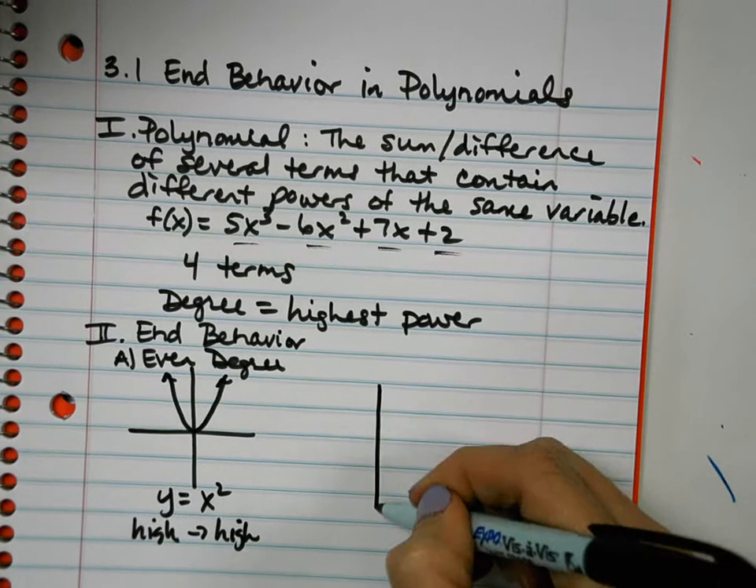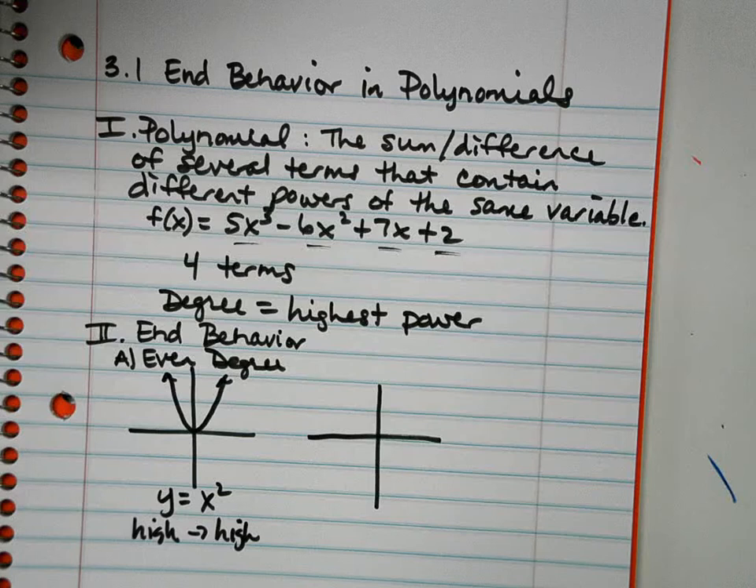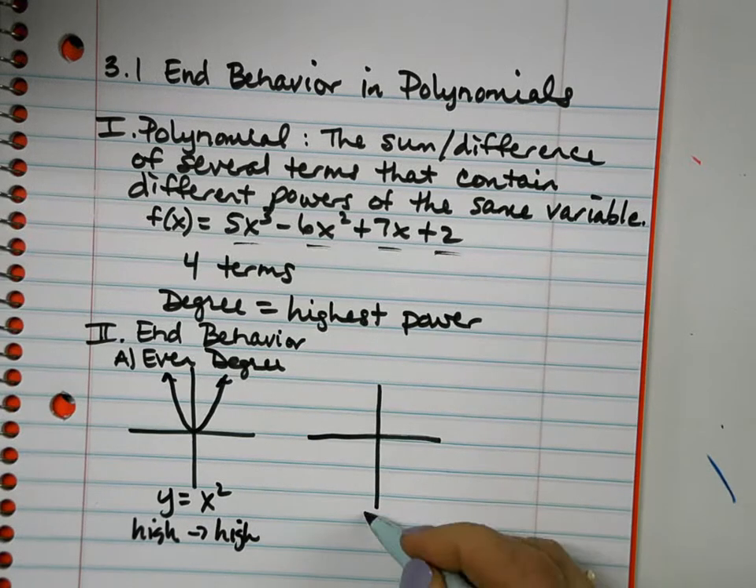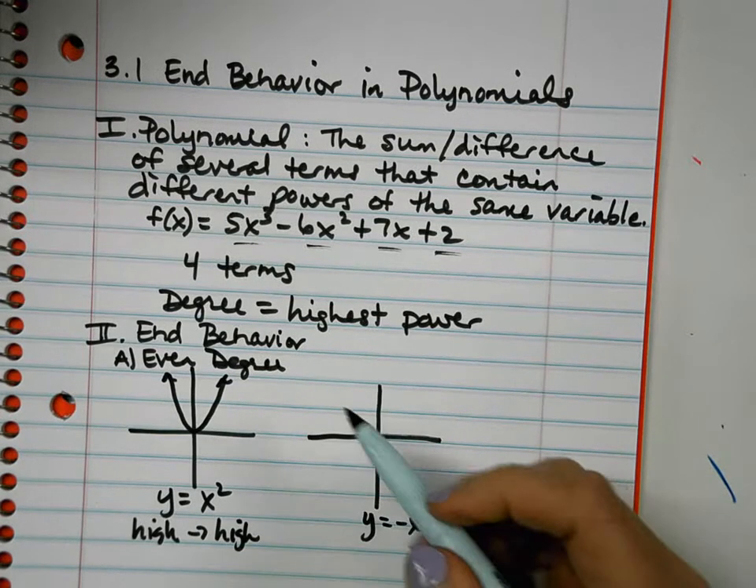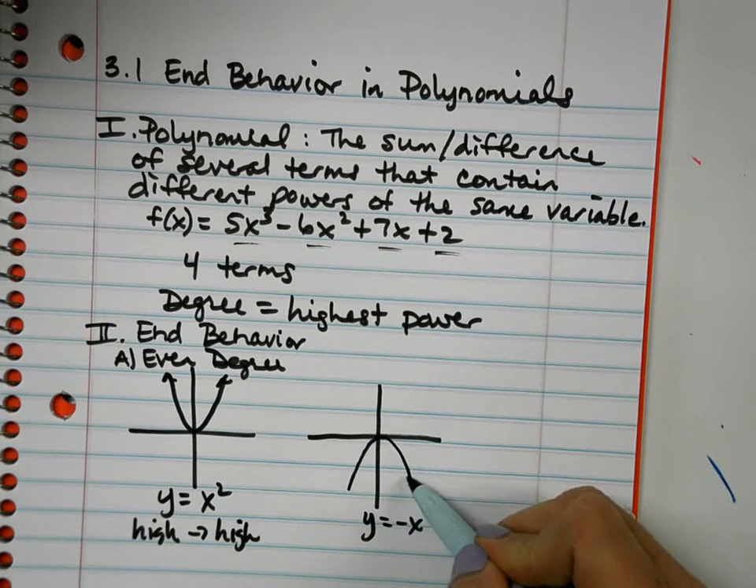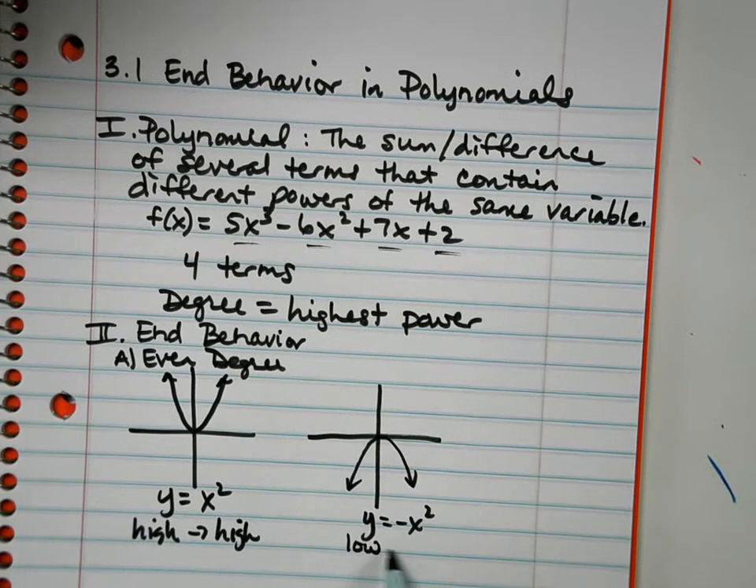What causes it to go low, low is if I put a negative in front of that x squared. So if I make it y equals negative x squared, it's going to flip it upside down. And we say this starts low, ends low. Is this still an even degree? So if it's an even degree, even degree will do the same thing. So right off, you know, even degree, it's going to go either high, high, or low, low. Then you look at what's the number in front of that even degree. If it's positive, it's going to be high, high. If it's negative, it's going to be low, low.